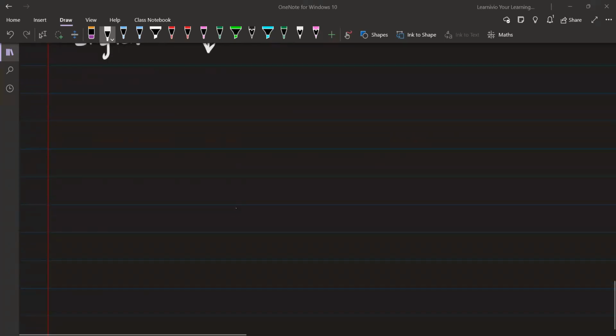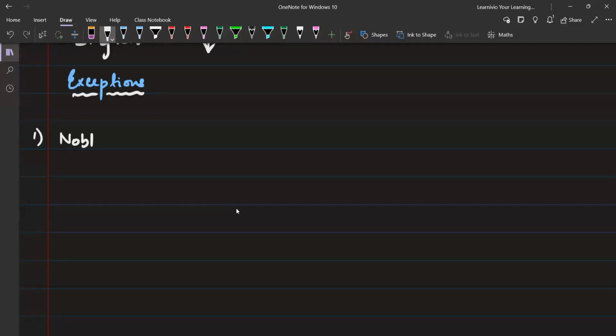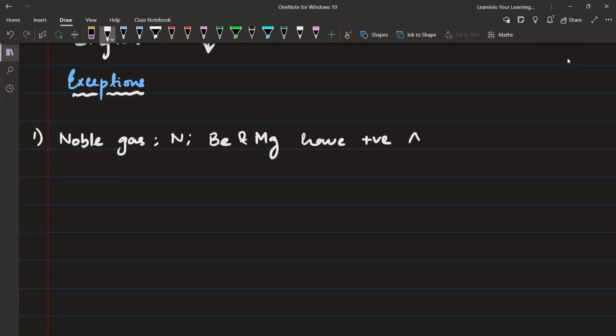Next, look at the exceptions. The first exception is noble gases, nitrogen, beryllium, and magnesium have positive electron gain enthalpy. That is, endothermic. Reason?